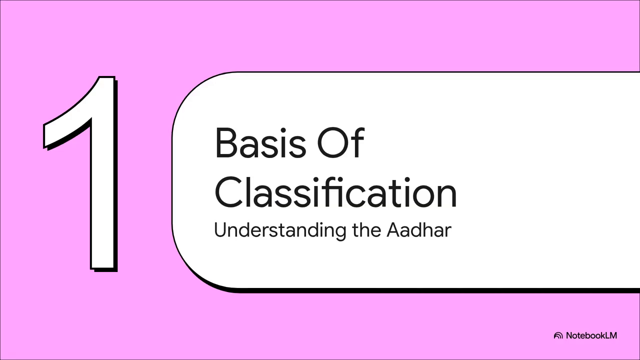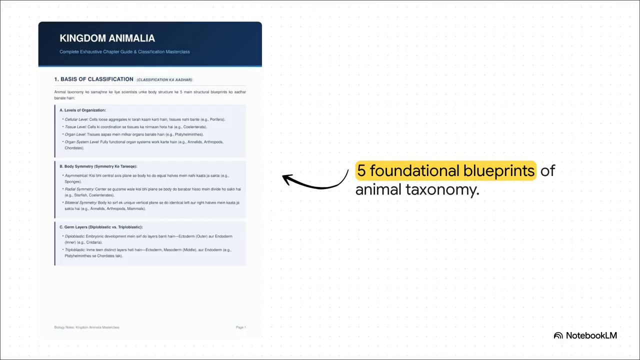All right, kicking things off with Section 1, the basis of classification, or as the source notes perfectly call it, the Aadhaar. Think of this kind of like an architectural blueprint. Before we can really appreciate the unique features of any complex animal, we have to understand the basic frameworks used to build them. There are 5 foundational blueprints scientists use here.